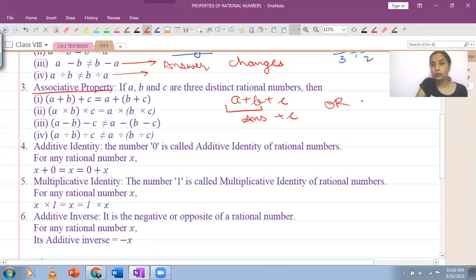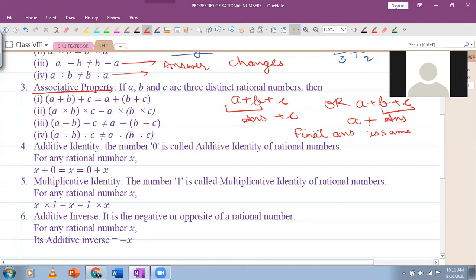Or what I can do is I can use the same expression. I can start with B and C. इसका जो आंसर आएगा उसमें मैं A ऐड कर दूं. In either case, the answer will be same. Final answer is same. Is that correct? Yes, ma'am.